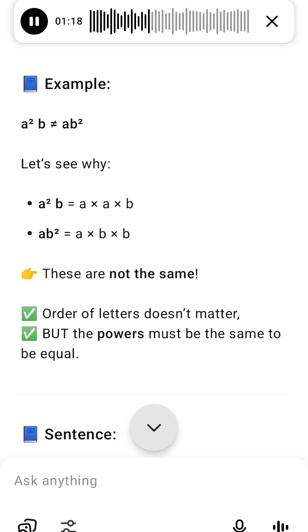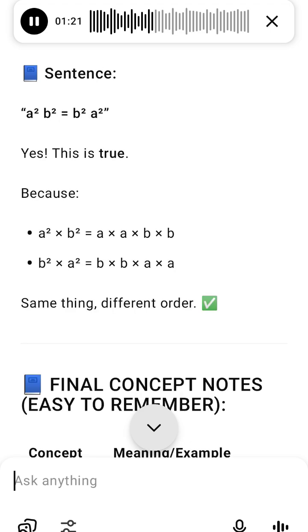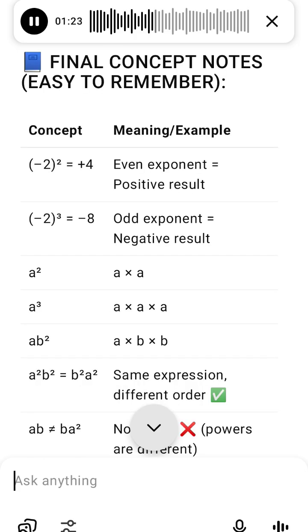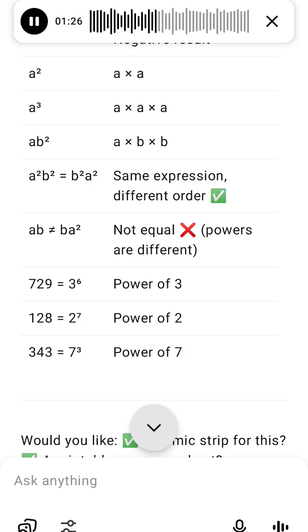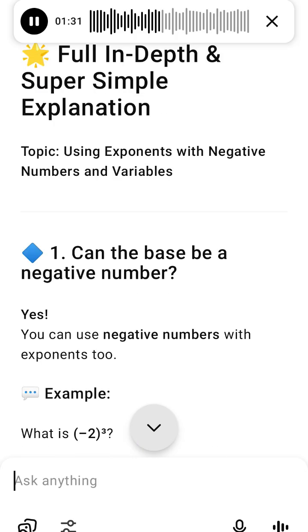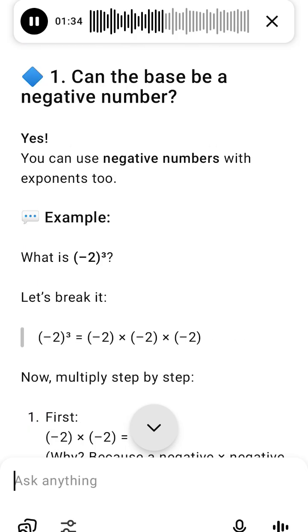6. Expressing numbers as powers. You can write large numbers as powers of smaller numbers. Examples: 729 equals 3^6, 128 equals 2^7, 343 equals 7^3, 256 equals 2^8. 7. Comparing powers. You can compare powers by calculating their values. Examples: 2^3 equals 8, 3^2 equals 9, so 3^2 is greater. 8^2 equals 64, 2^8 equals 256, so 2^8 is greater.